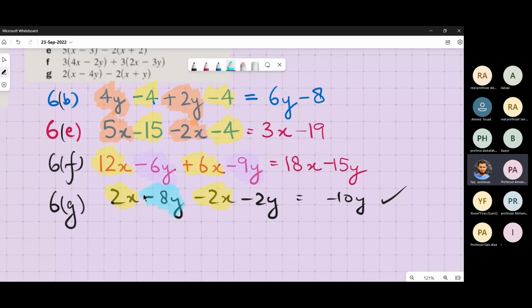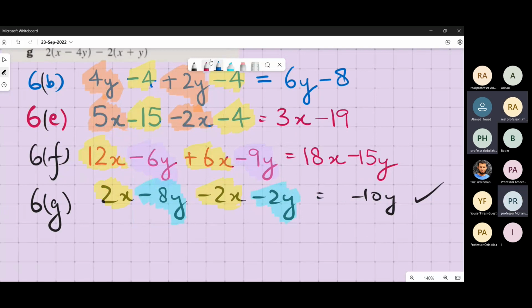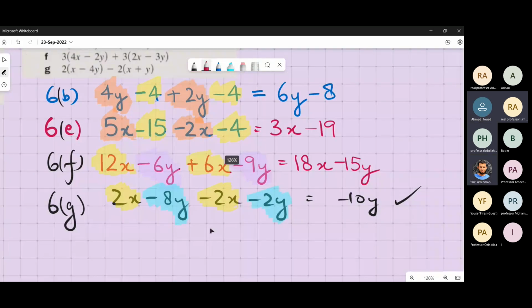No, I'm saying check if there is a mistake or not. Yes, teacher, there is a mistake. Okay, tell me. It has to be 2x minus 8y minus 2x plus 2y, not minus 2y. It has to be plus 2y.